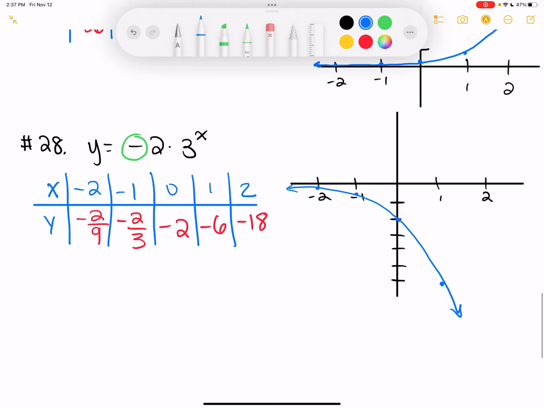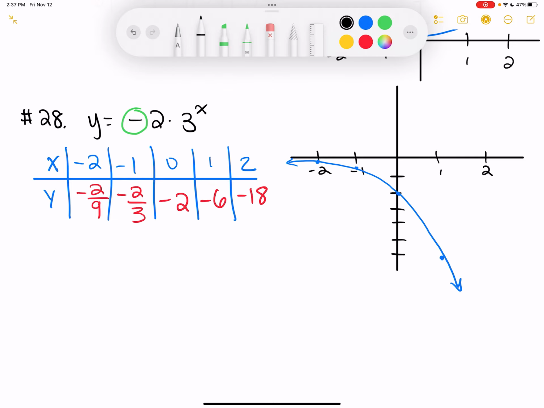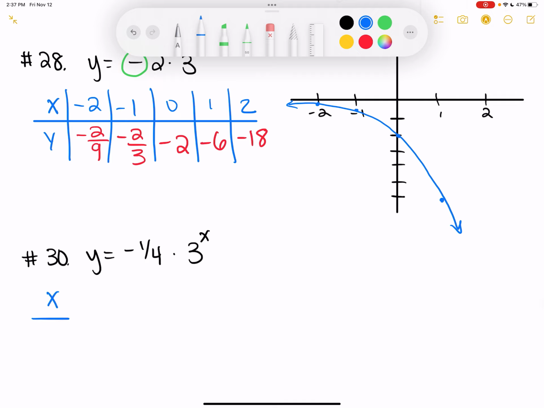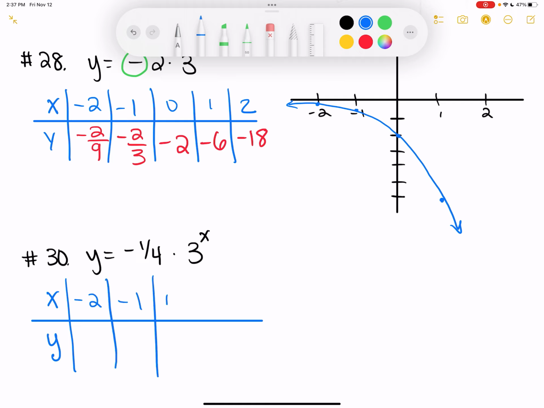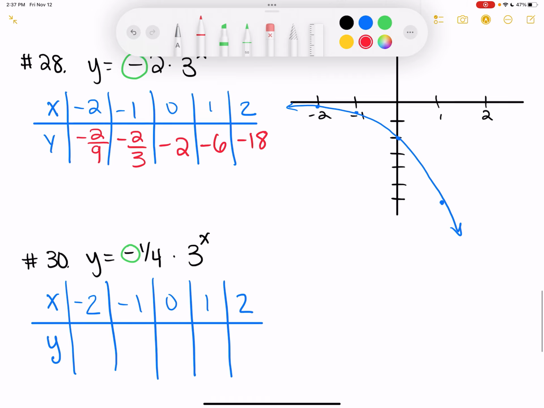All right, I'm going to do one more, and then that'll be all for this section. Number 30: y is equal to -1/4 times 3 to the x. If I plug in 0 for x, what do I have? Again, make sure we pay attention to this negative sign that's out here on the 1/4. So it's just -1/4.